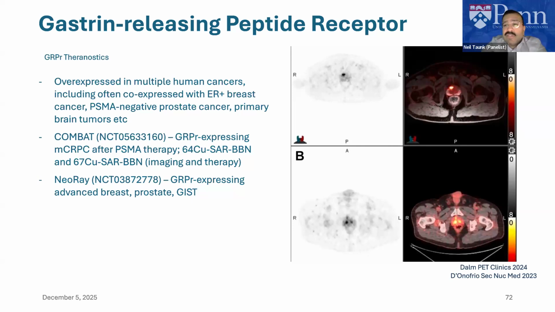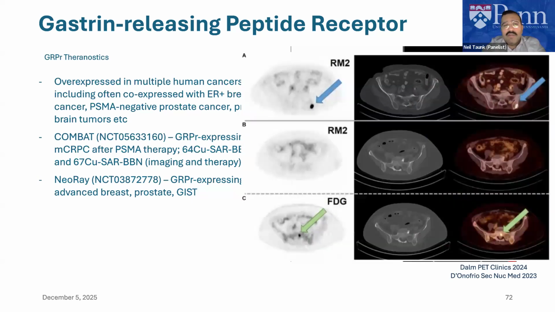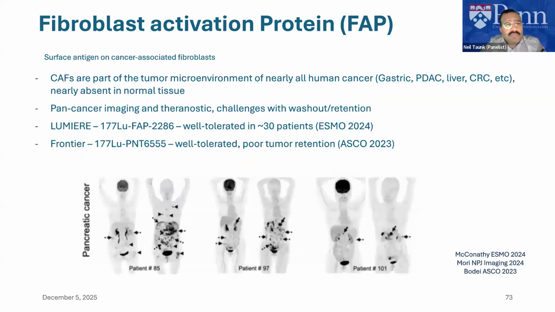So the GRPR is currently being studied in pancreatic tumors, breast cancer, prostate cancer, and brain tumors. Really just an exciting field. We'll go to the next slide as well.